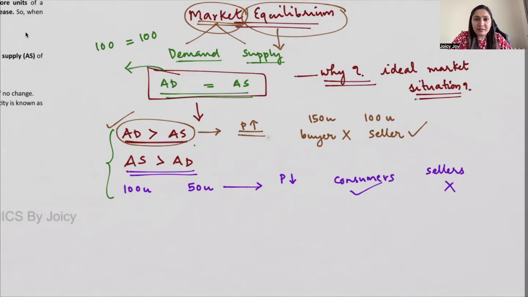And in this situation, no stakeholder, that is either the buyer or the seller, is gaining excessively from the market situation. Both of them are equally advantaged, and it is not disadvantageous for anyone. And that's why market equilibrium is considered an ideal market situation. I hope it's clear for you.